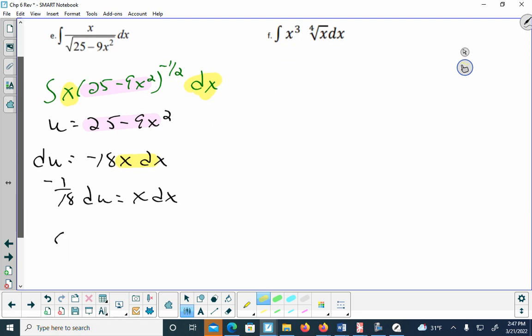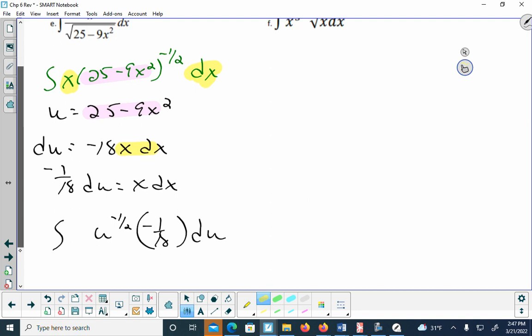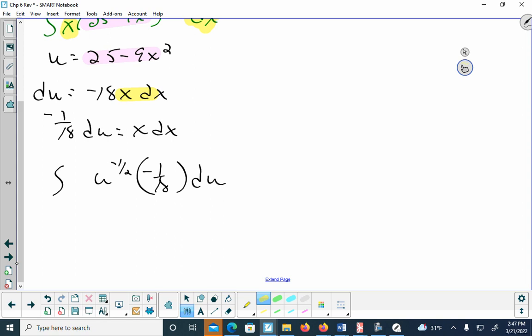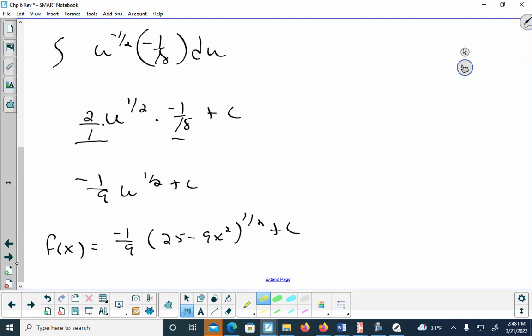So now I'm going to rewrite that in terms of u. The x dx will be the negative 1/18 du, and then I'm going to have u to the negative 1/2 power. I'm going to add 1 to that negative 1/2, so we have 1/2, multiplied by the reciprocal, so that would be 2 over 1, and then I'm going to have times negative 1/18 plus c, and then multiply the 2 times negative 1/18, I'm going to get negative 1/9 u to the 1/2 plus c. Substituting in the u, I'm going to say f of x is equal to negative 1/9 times 25 minus 9x squared to the 1/2 plus c.